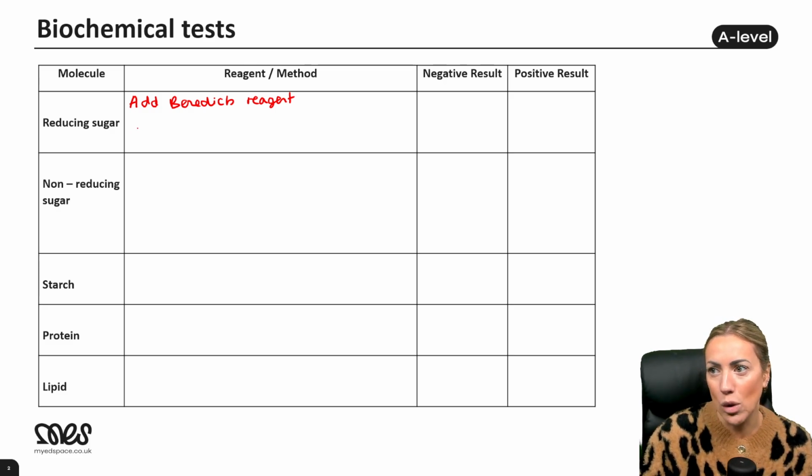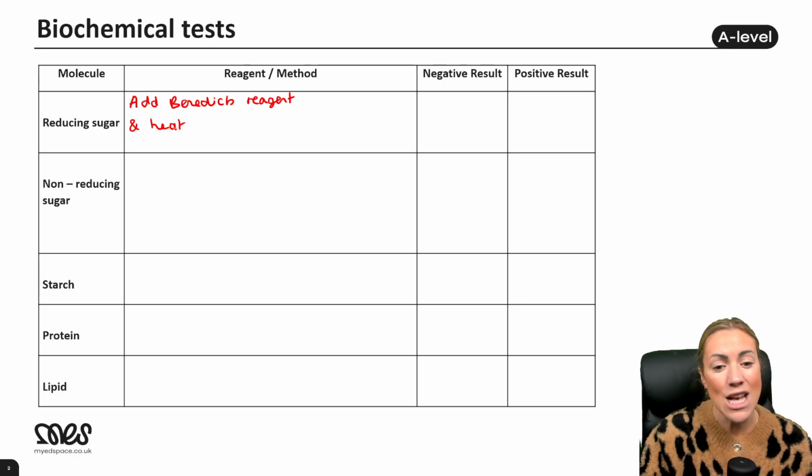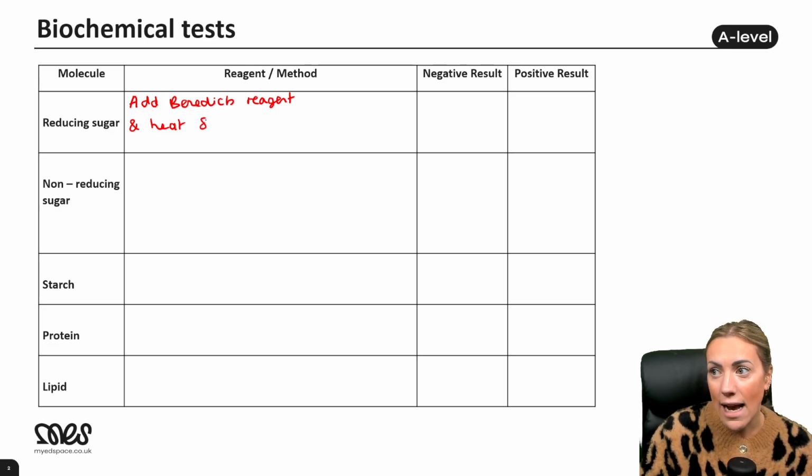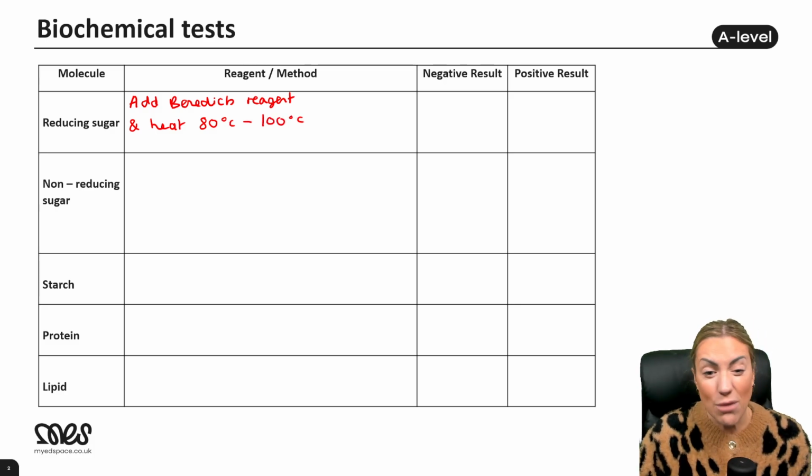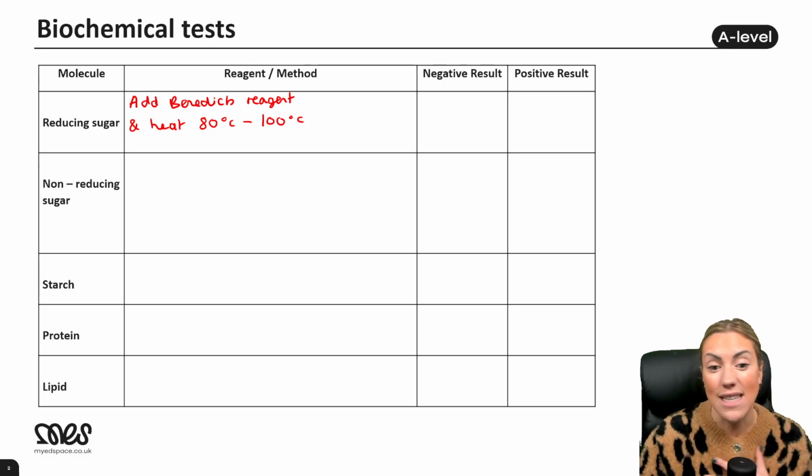Second step is really important. We must say and heat. Don't just say put in a water bath, because a water bath might be cold. You might have it set at, say, 20 degrees. You've got to heat it in a water bath. If you are going to give a temperature, I would give a temperature between 80 degrees Celsius and 100 degrees Celsius, but you don't have to give a temperature. You can just say heat it or heat it in a water bath. And that's your 2 steps.